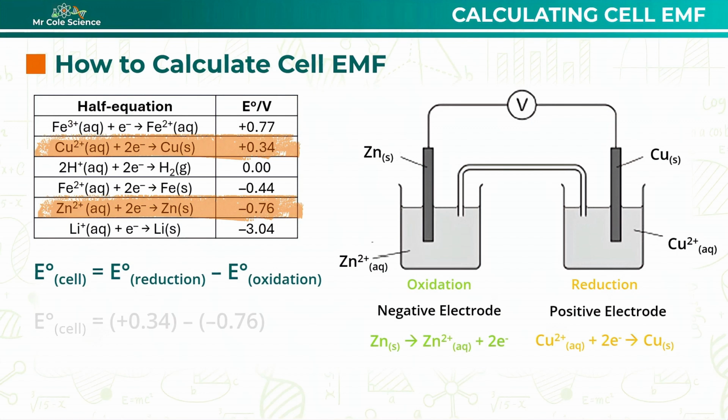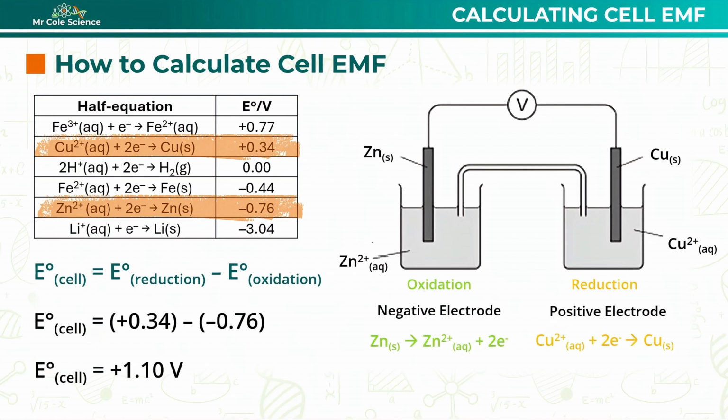And now we can just plug the values into our equation. So the EMF is going to be equal to 0.34, our reduction electrode potential, minus 0.76, our oxidation electrode potential, which gives us an EMF of plus 1.10 volts. And notice what's happening here. We're not memorizing a trick, we're just consistently applying the same idea. The EMF is the difference between the two electrode potentials.